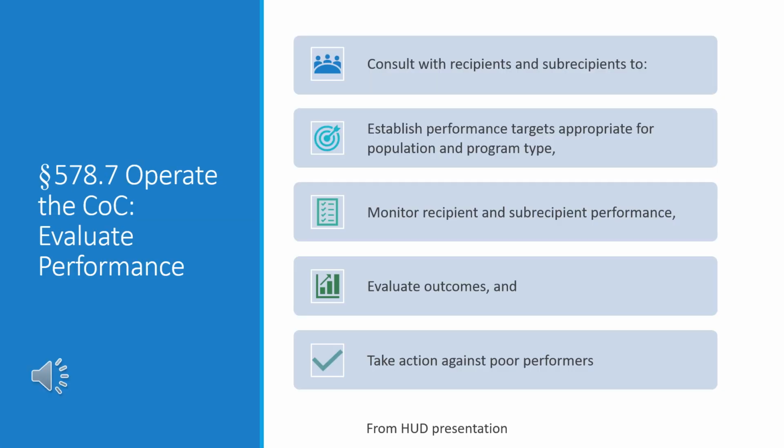This slide covers some of the detail for the part of the interim rule regarding operating the CoC that relates to evaluating performance. Under the CoC program interim rule, CoCs are required to evaluate the performance of the recipients and subrecipients of program funds. First, in consultation with recipients and subrecipients, the CoC is responsible for establishing performance targets that are appropriate for population and program type. An example of a population might be families with children. An example of a program type might be permanent supportive housing.